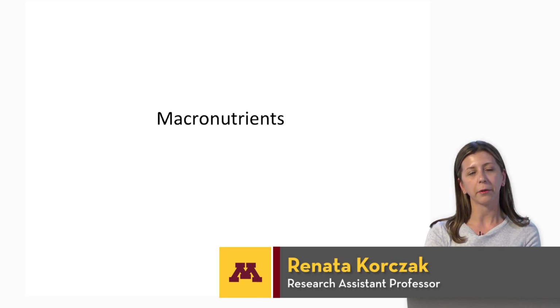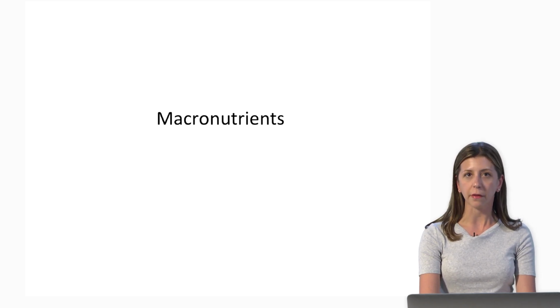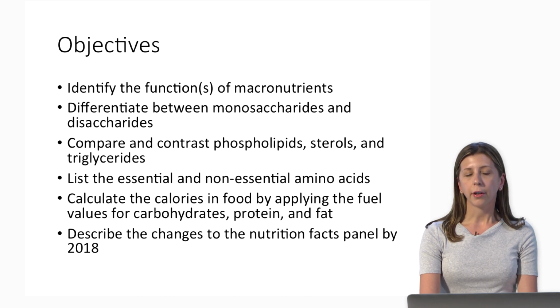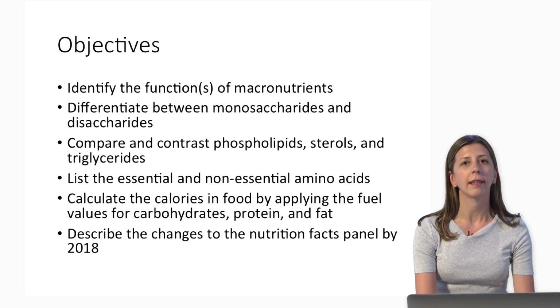We're in the second week of our course and this week's topic is macronutrients. The objectives of this lesson are to identify the functions of each of the three macronutrients, to differentiate between monosaccharides and disaccharides, compare and contrast phospholipids, sterols, and triglycerides, to list the essential and non-essential amino acids, calculate the calories in food by applying what's known as physiological fuel values for carbohydrates, protein, and fat, and finally to describe the changes to the nutrition facts panel by 2018. So let's get started.